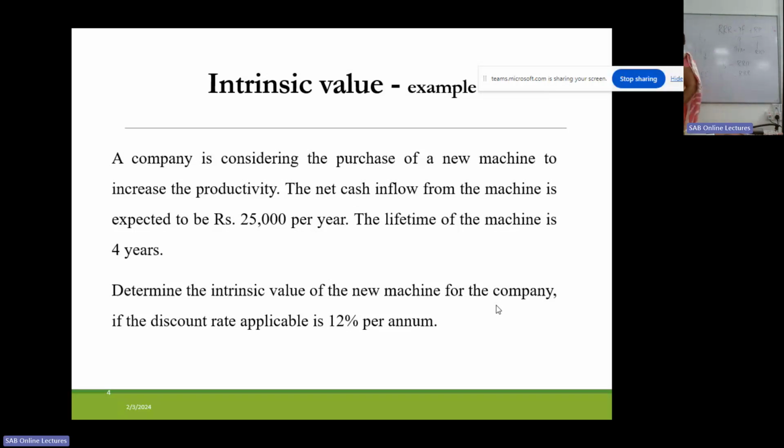Determine the intrinsic value. If the applicable required rate of return, cost of capital, cost of funds is 12%, what is the intrinsic value of this machine?